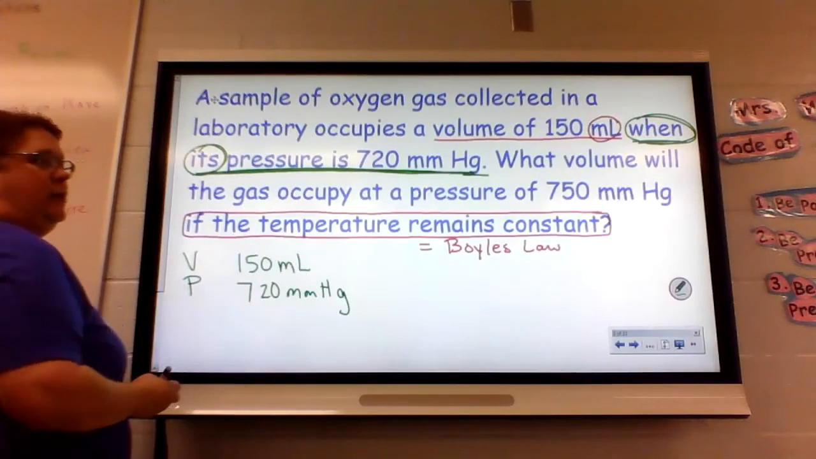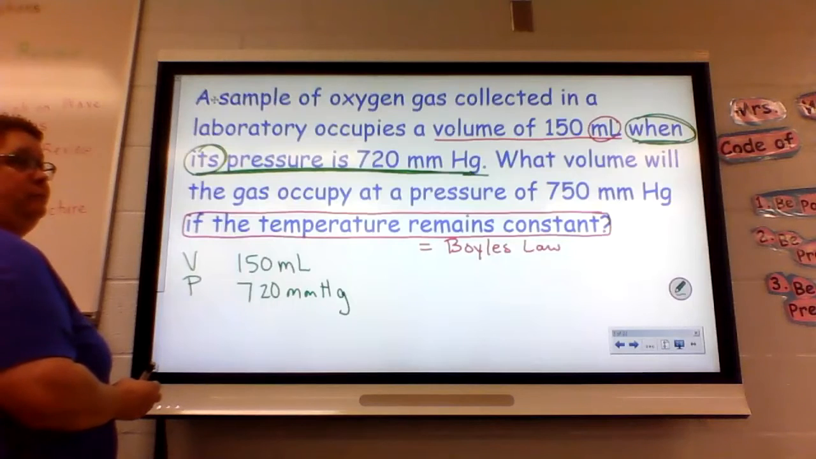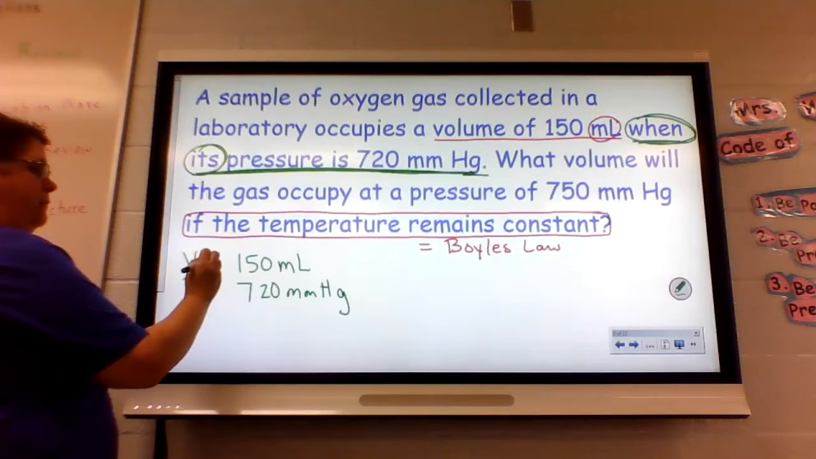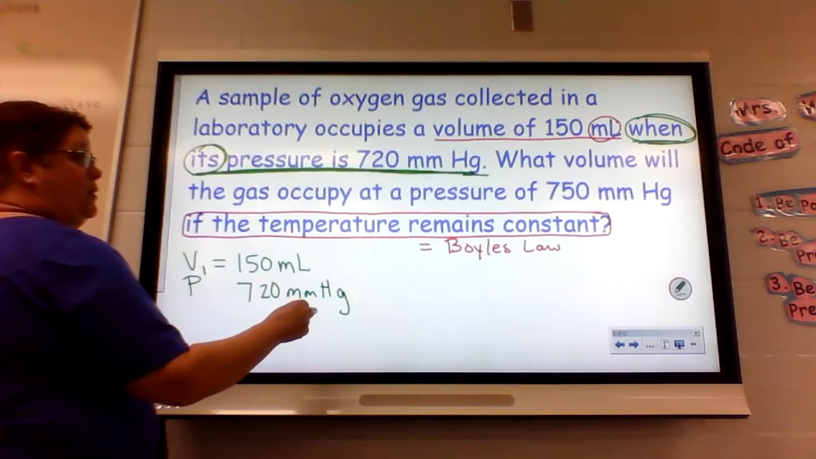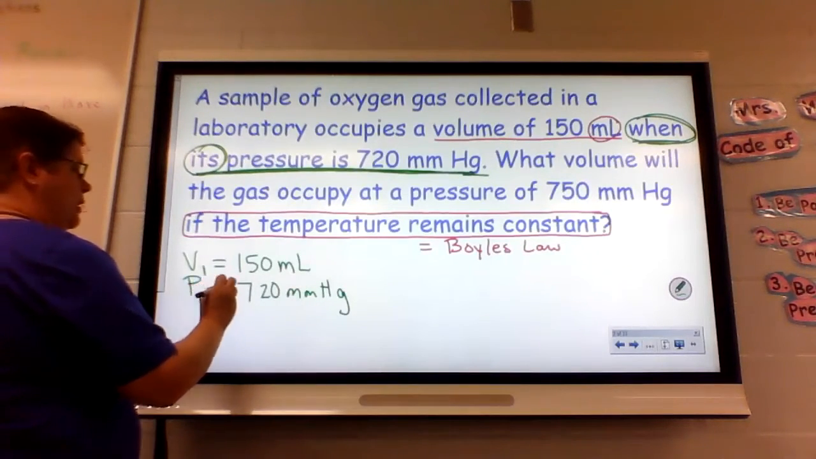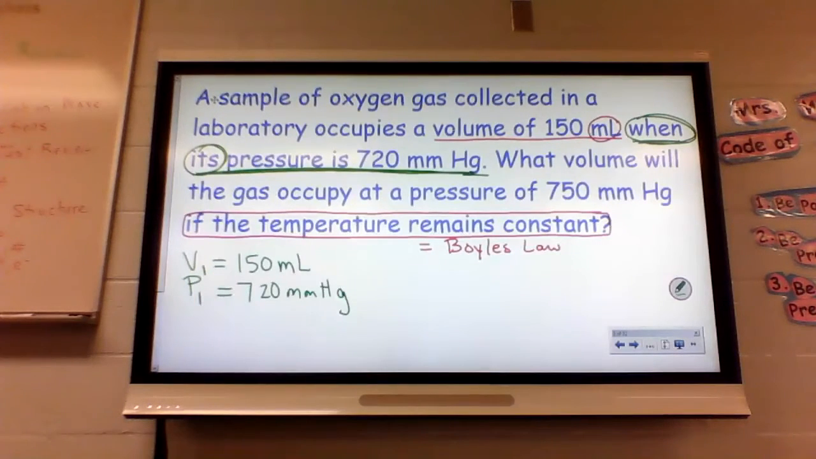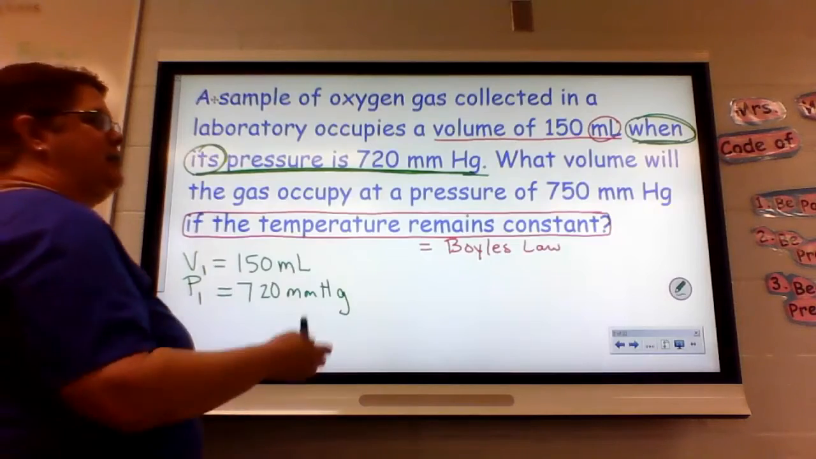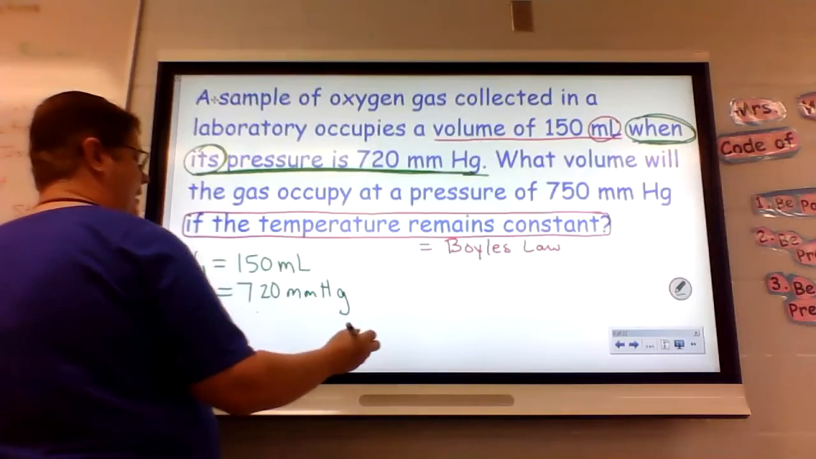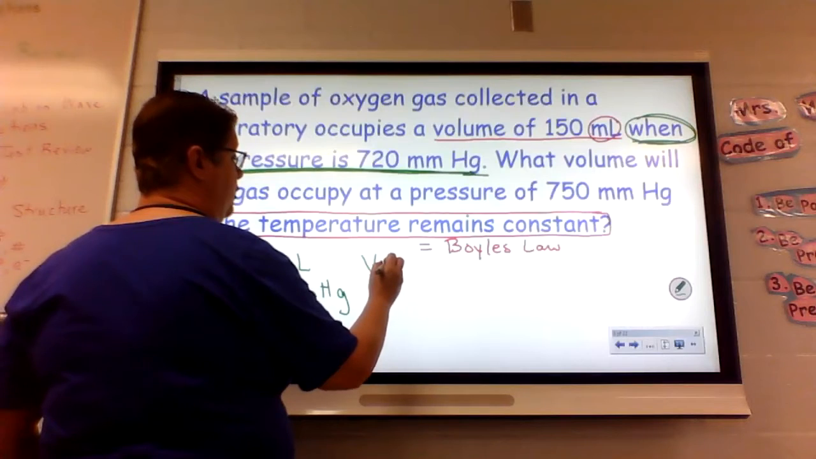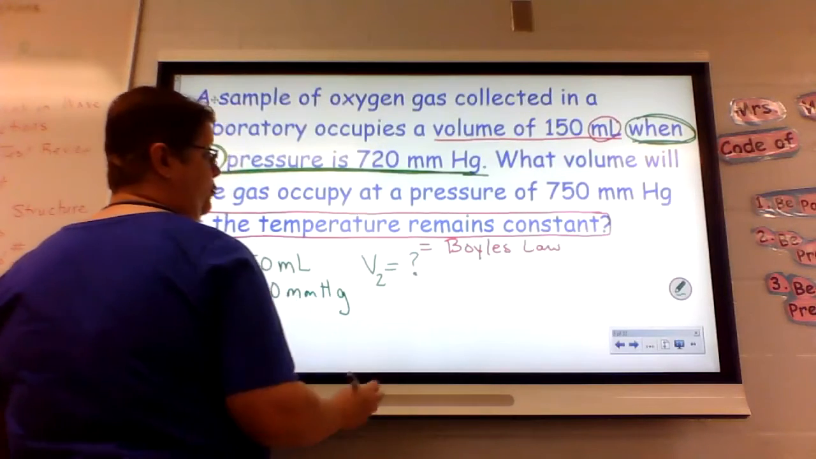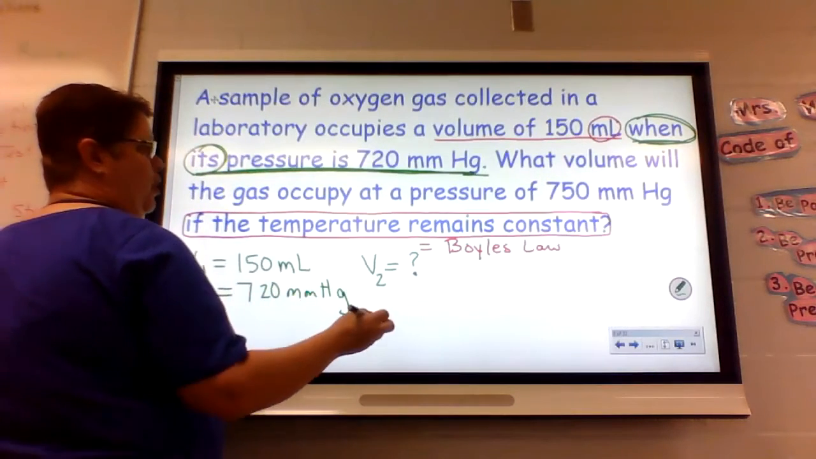Now, what's a milliliter? Is a milliliter a volume or a pressure? That's why I labeled it volume. Millimeters of mercury, did we learn that was a volume or a pressure yesterday? That's why I labeled it pressure. Now, I make them ones instead of twos because where are they in the problem? Are they first or are they second? That's why I made them V1 and P1. You could choose to do it any way you want to. All right, when I keep reading, it says what volume of the gas. So I'm solving for volume. So I'm making my question V2. Occupies a pressure of what?